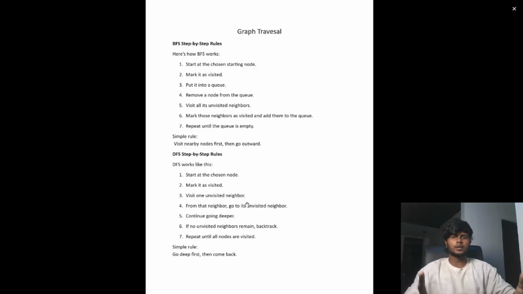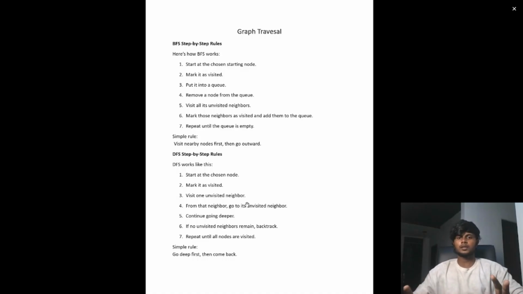Now we talk about the BFS rules. Here's how BFS works: start at the chosen node, mark it as visited, put it into the queue, remove the node from the queue, visit all its unvisited neighbors, mark those neighbors as visited, and add them to the queue. Repeat until the queue is empty. The simple rule in BFS is visit nearby nodes before going further.